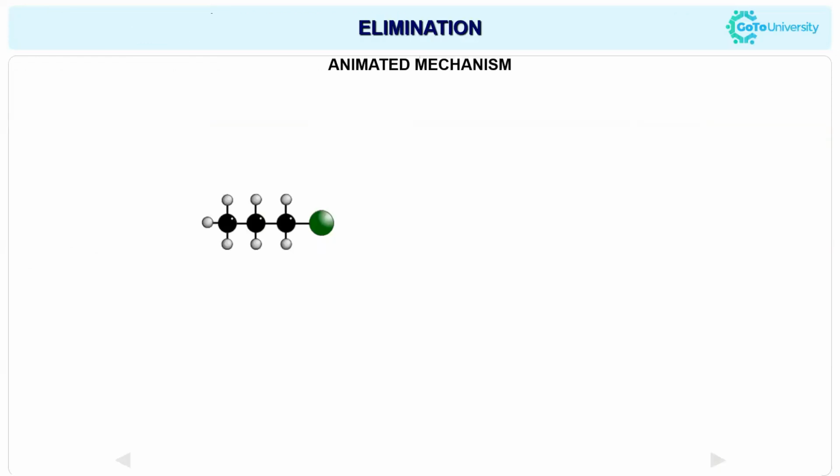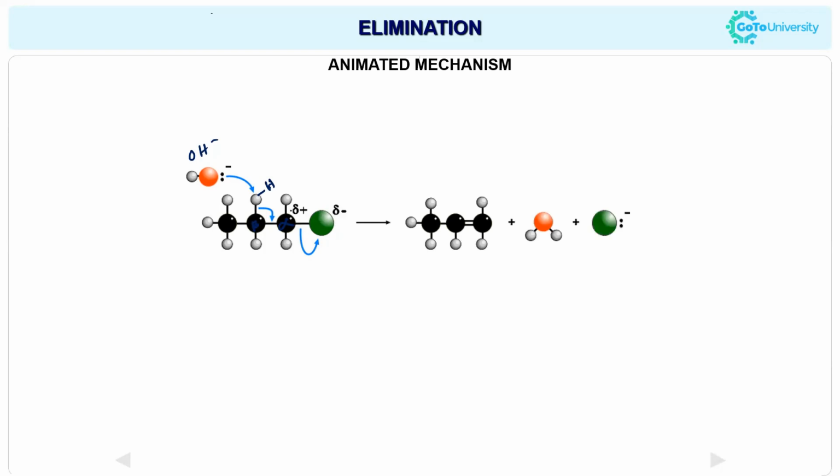See, here we can see an animated mechanism. This is the OH minus ion, and they are abstracting the hydrogen. Electrons are moving, and this is the alpha carbon, this is the beta carbon. The hydrogens will be abstracted by the OH minus ions in form of H plus ion. Electrons will move between alpha and beta carbon, so they will produce the corresponding unsaturated alkene. This is the overall reaction that takes place here.